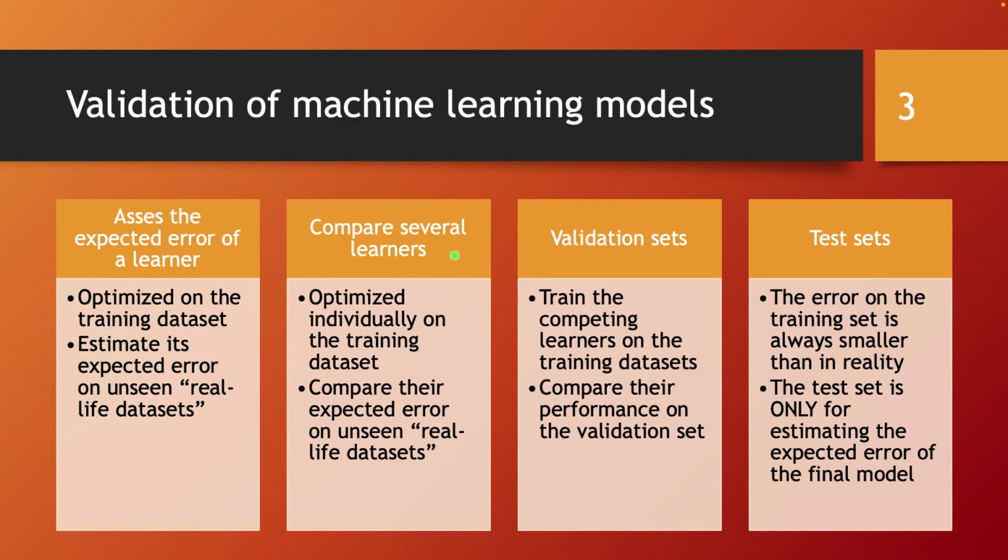Another aspect is that you will have to compare several learners. We will always have two or more different learners, and they can be fundamentally different models, or they can be models with a different selection of the hyperparameters. And all these learners, you are going to optimize them individually on the training dataset, and then you will want to somehow compare them and choose one and then drop the other ones. So you will have to compare their expected error again on some sort of unseen real-life dataset which is separate from this training dataset.